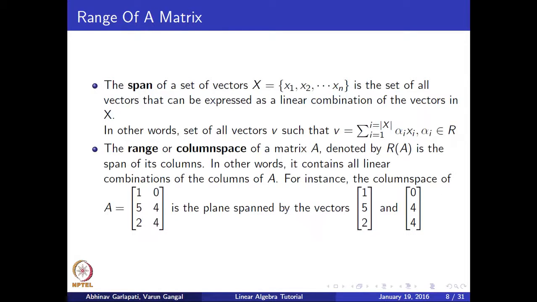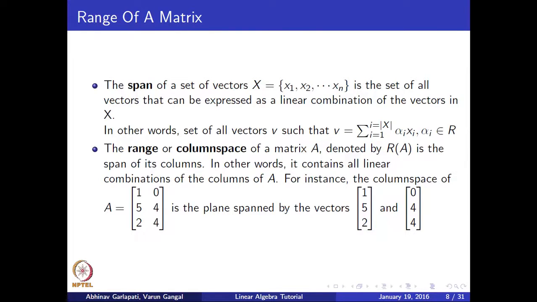The span of a set of vectors is the set of all vectors which can be composed using these vectors by using the operations of vector addition and scalar multiplication. So the name span comes from the fact that this set of vectors spans a potentially larger set of vectors, which is then called a span. To define this more formally, it is the set of all vectors v such that v equals the sum over i equals 1 to the size of the set of alpha_i x_i, where alpha_i is a real number.